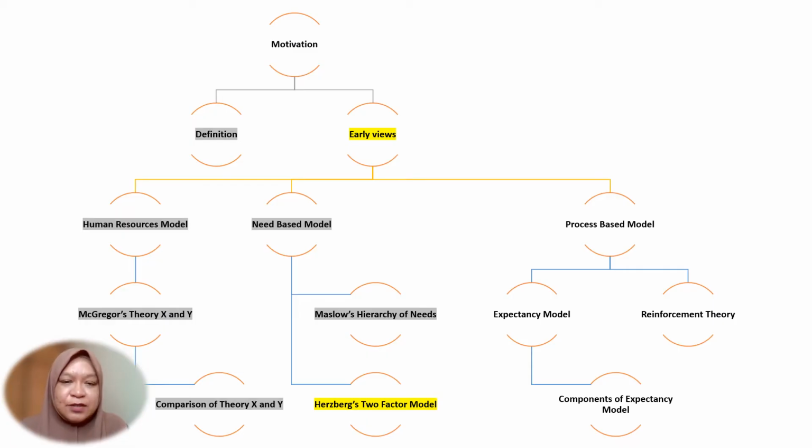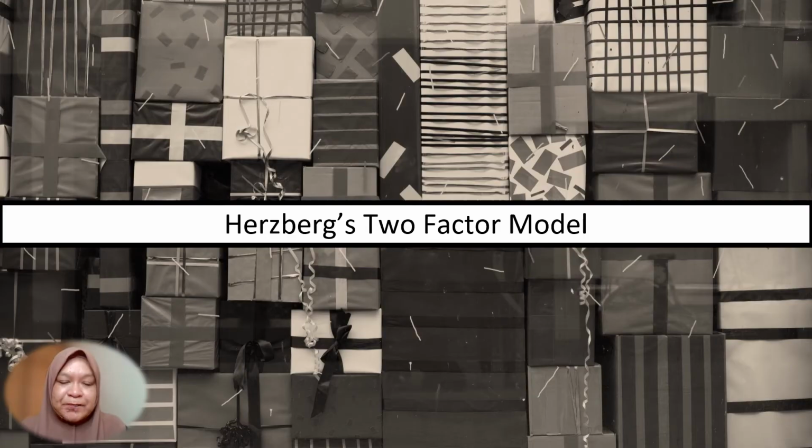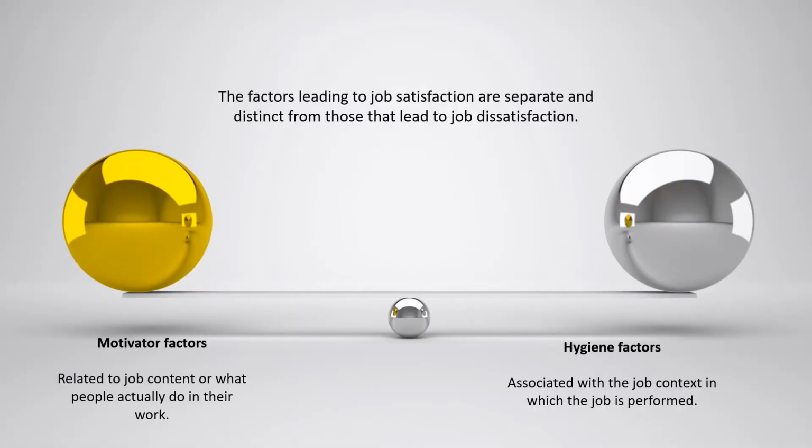Okay, so we already covered up until Maslow's hierarchy of needs, so now we're going to continue with Herzberg's two-factor model. According to Herzberg, the factors leading to job satisfaction are separate and distinct from those that lead to job dissatisfaction. So we have motivator factors and also hygiene factors.